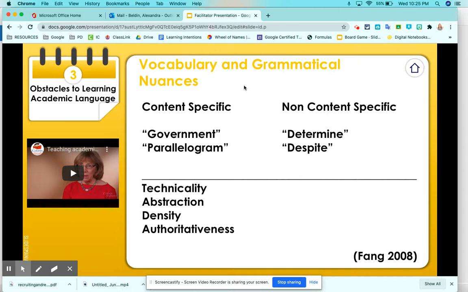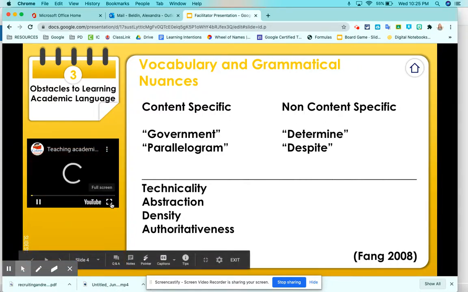And then the authoritativeness is when there's impersonal, formal language. So you're speaking from a very formal perspective. You're not saying it in your own words, and it's very academic, and there's nothing that a student can pull out. It's all academic and very strenuous for the student to understand. Another video of a teacher who was describing these non-content specific words just reiterates how important it is to teach our students so that they know this vocabulary.